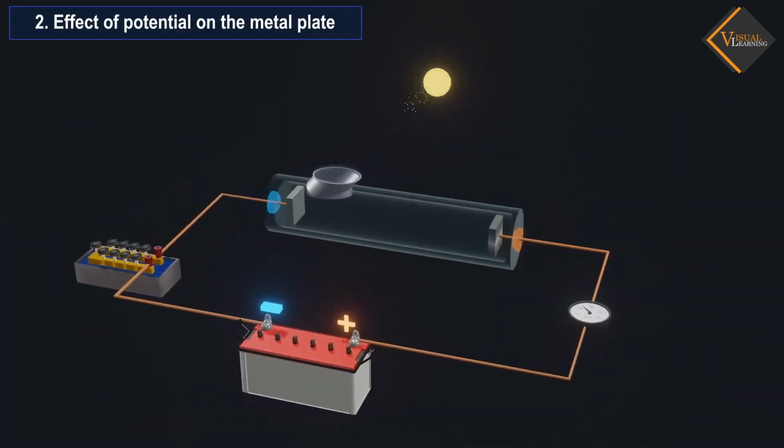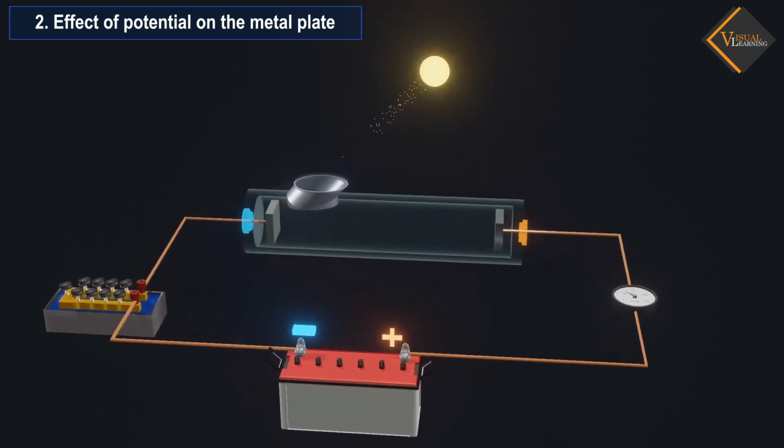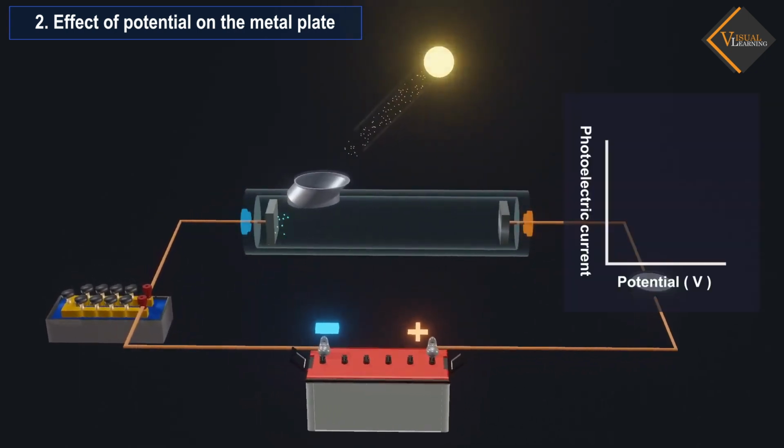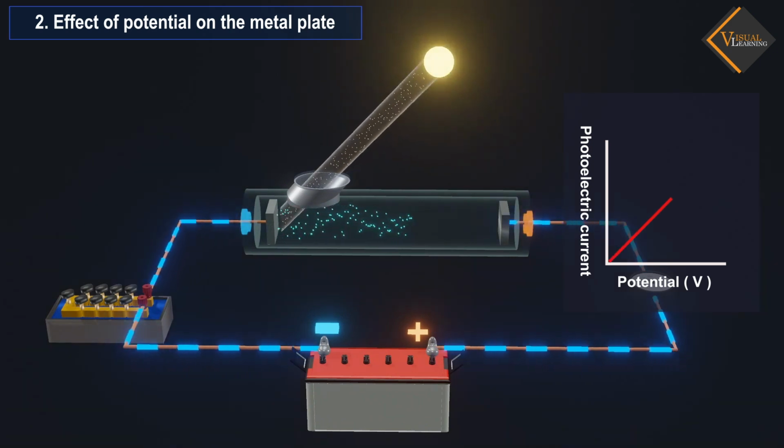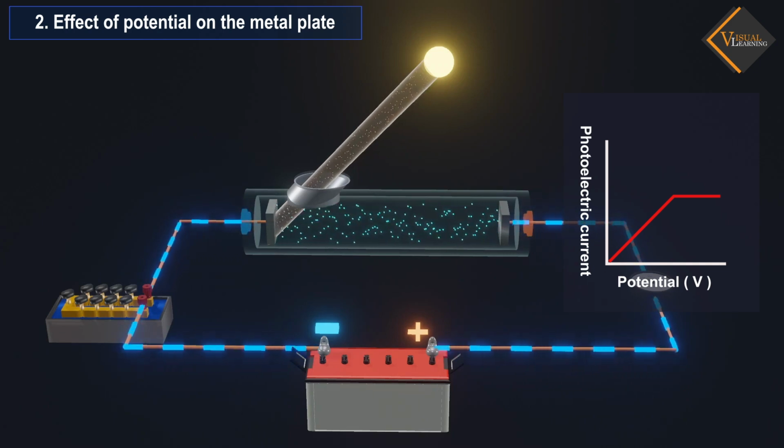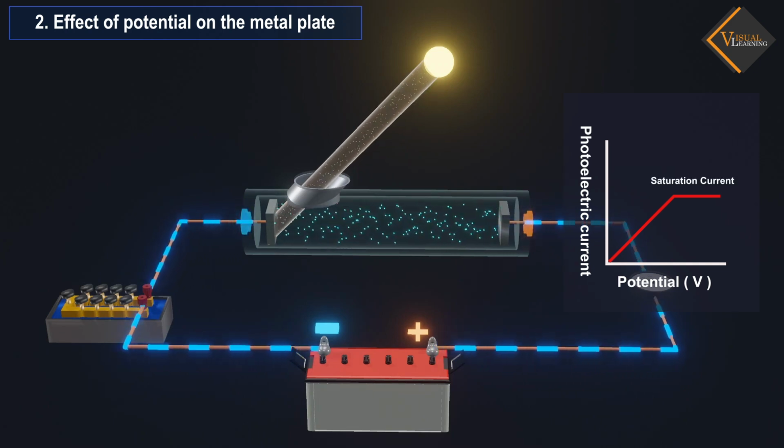Effect of potential on the metal plate. It was found in this experiment that the photoelectric current increases gradually with the potential or voltage. However, after reaching a certain value, increasing the voltage does not cause any further increase in the photoelectric current. This is called saturation current.